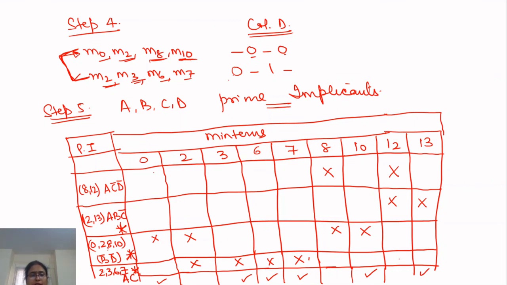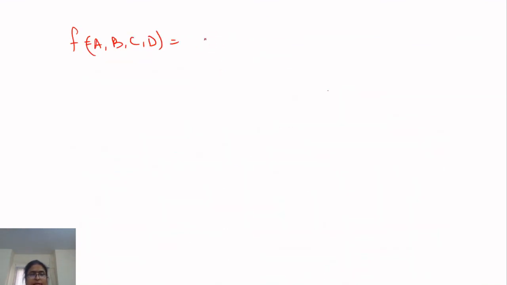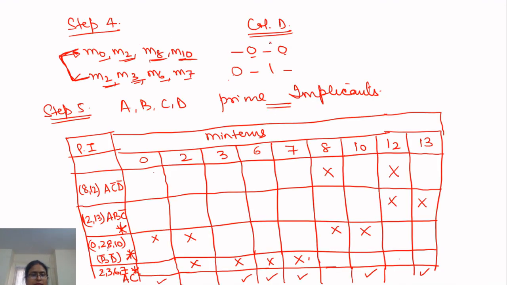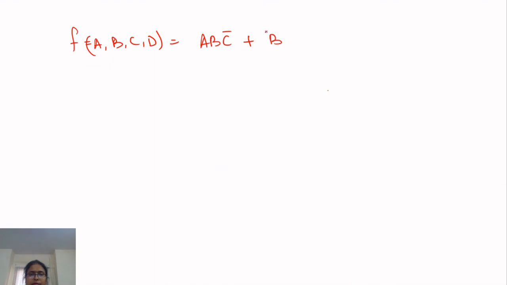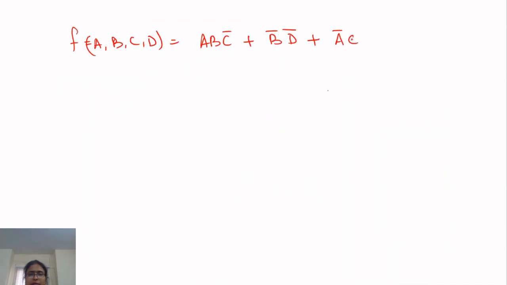So I am writing on the next slide that the minimized form of expression is now equal to, you can write it like this, F(A, B, C, D) is equal to A B C bar plus B bar D bar plus A bar C. This is the required answer.